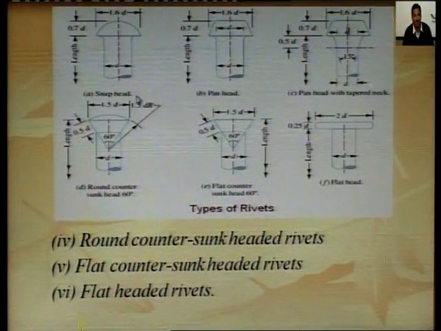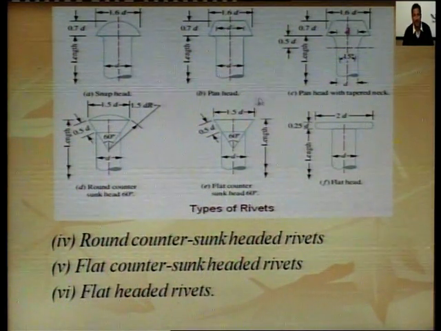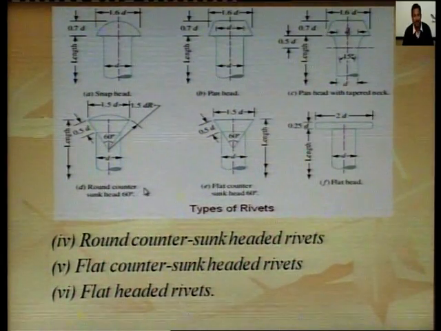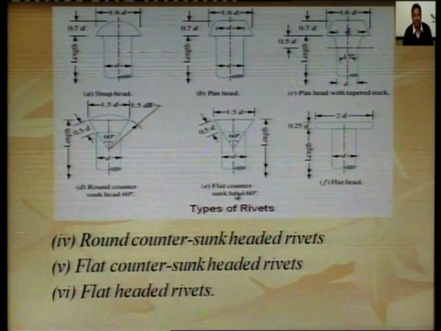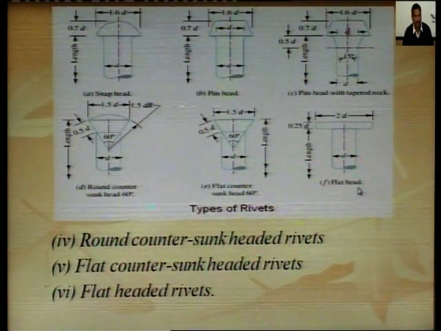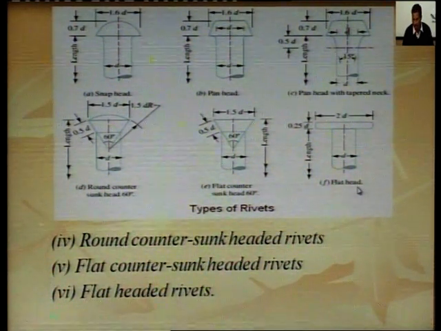Snap headed rivet, pan headed rivet, pan headed with tapered neck, round countersunk head, flat countersunk head at 60 degrees, and flat headed. So, there are 6 types of rivet.